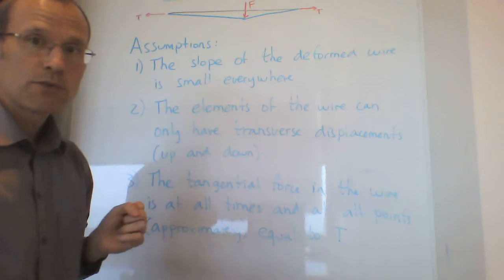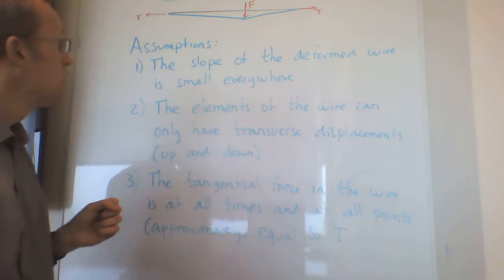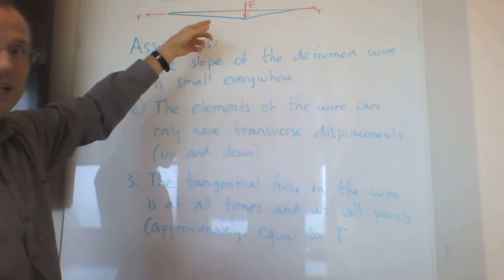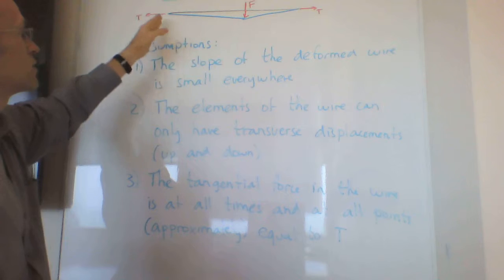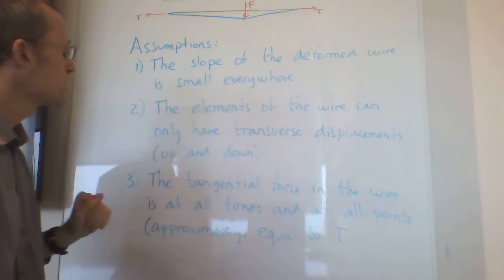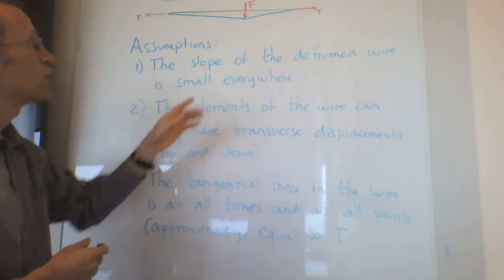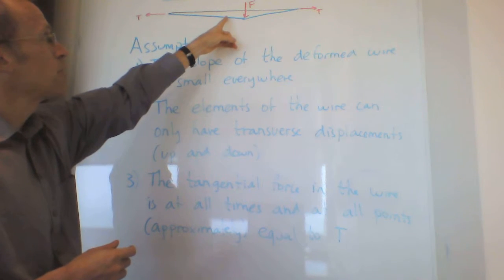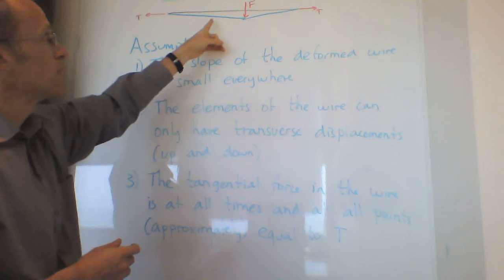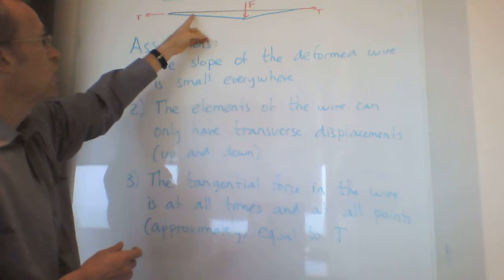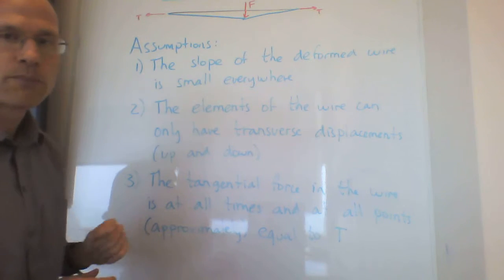And now I'm going to make some assumptions when I solve this equation. First one is that the slope of my deformed wire is small, so probably not drawing to scale, probably a little too big of a displacement here, but so I have a very small slope on both sides here. Elements of the wire can only have transverse displacements, meaning if I look at just this one point here, this one point of my wire is only going to move up and down. It does not move left and right. So whatever point I'm looking at, doesn't matter what point it is, this point right here only moves up and down, does not move left and right.